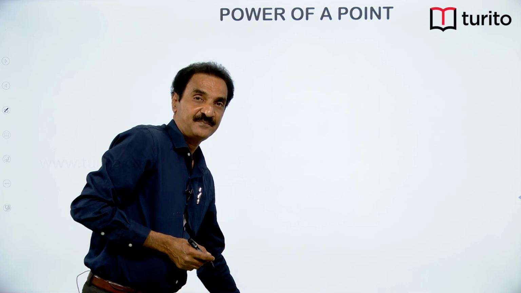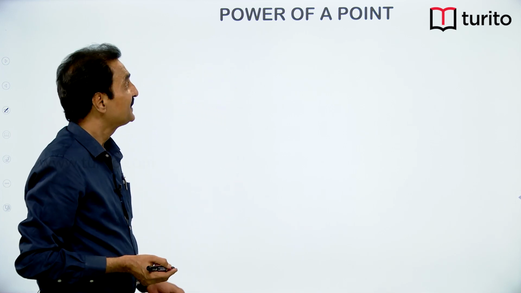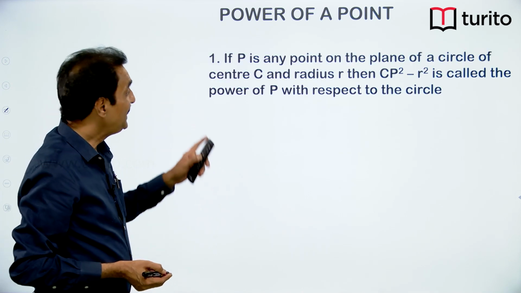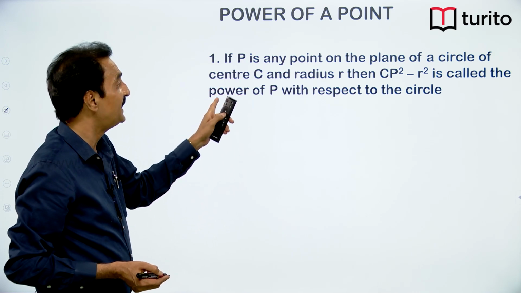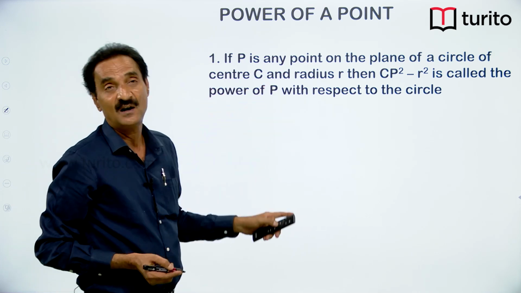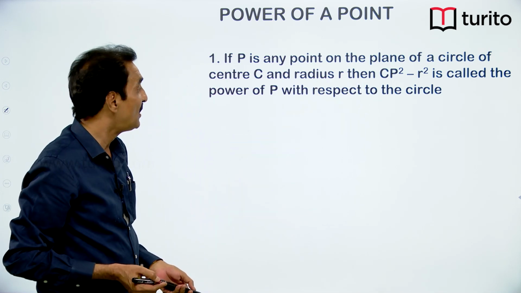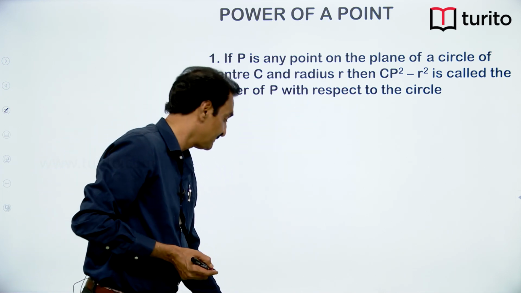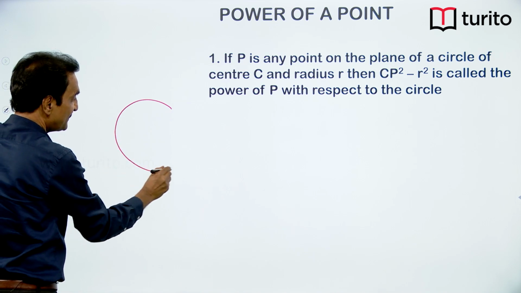Power of a point. What is the power of a point with respect to a circle? If P is any point on the plane of a circle with center C and radius R, then CP square minus R square is called the power of the point P with respect to the circle. Suppose the circle is like this.